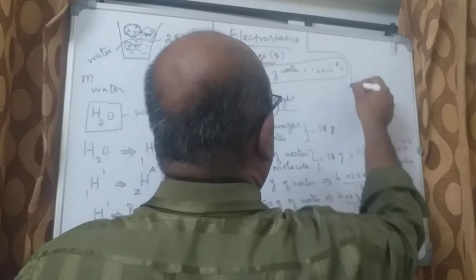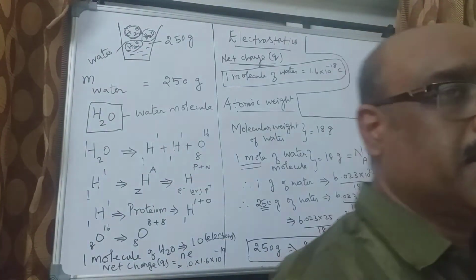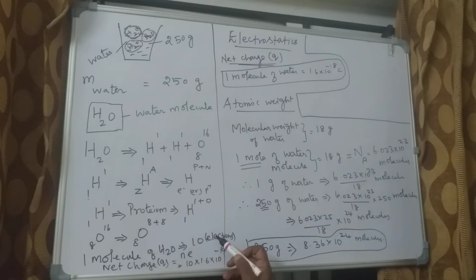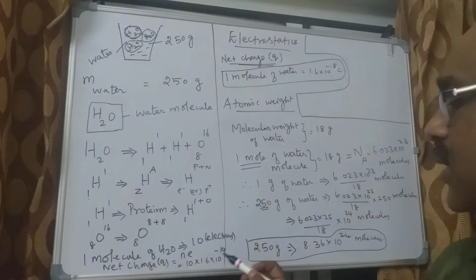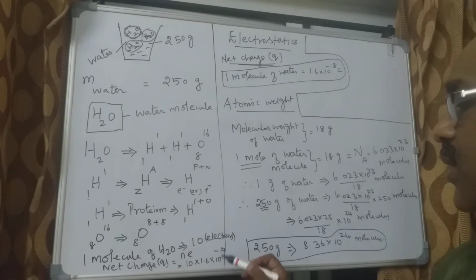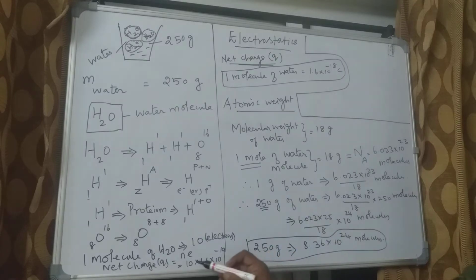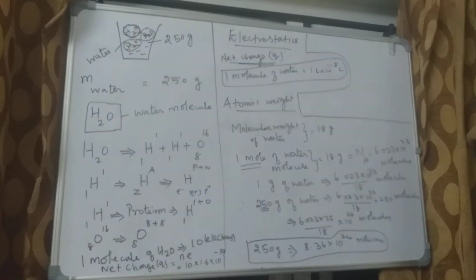So, now let us find out here that one water molecule contains 10 electrons. So, the net charge that is present in this one water molecule is 10 into 1.6 into 10 power minus 19, which is equal to 1.6 into 10 to the power of minus 18 coulomb, present in one molecule of water.